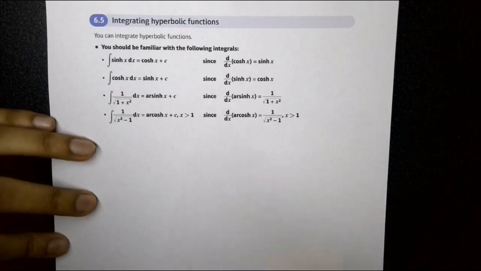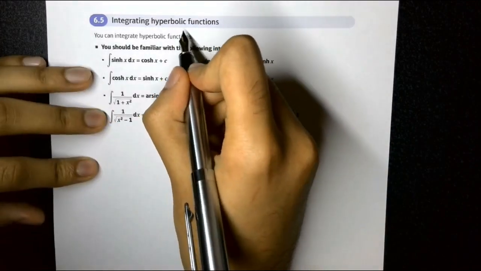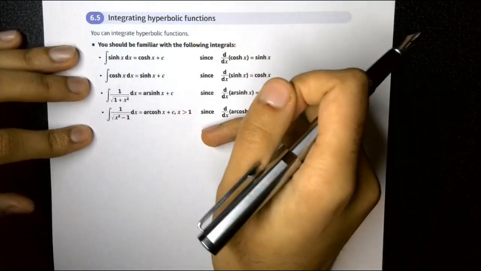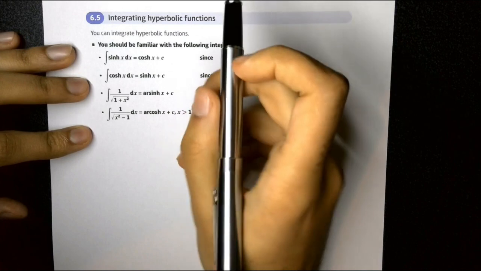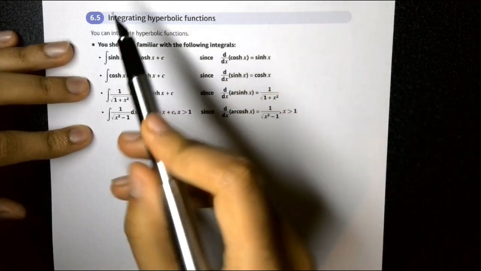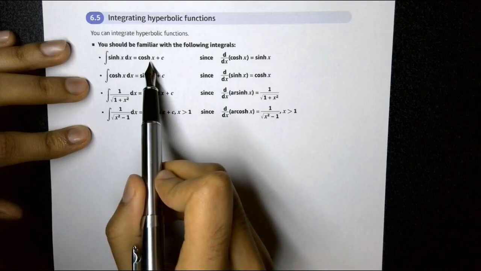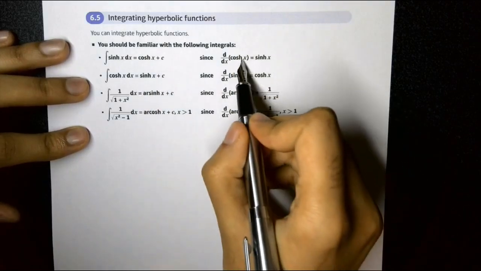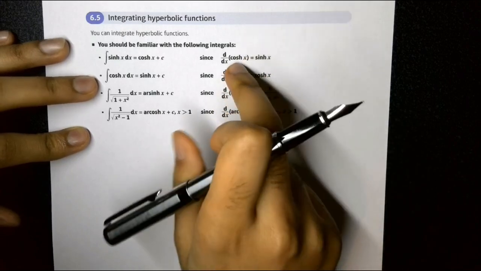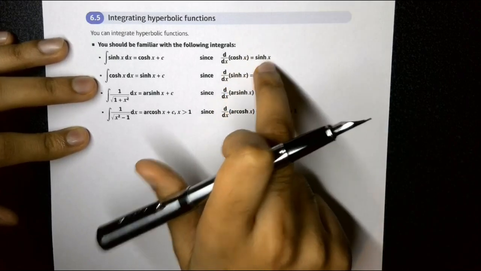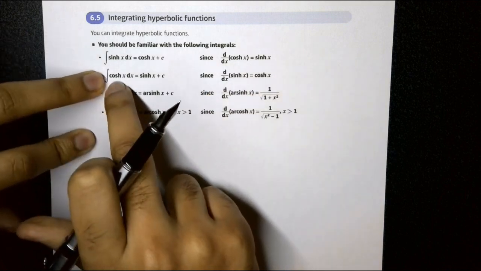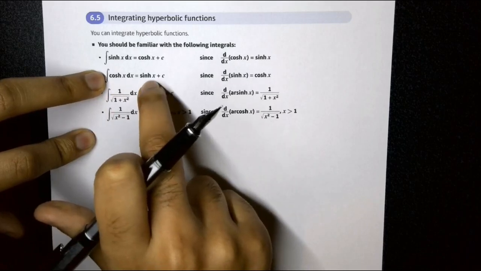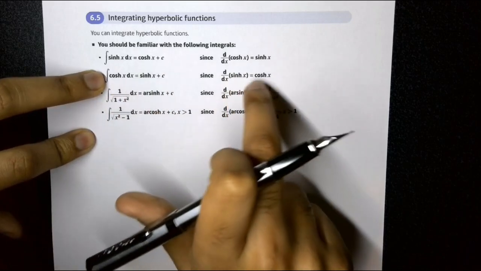6.5 Integrating hyperbolic functions. Now you can integrate hyperbolic functions and you should be familiar with these results shown here. The integral of hyperbolic sine x is equal to hyperbolic cos x plus c, and that's because differentiating hyperbolic cos we get sine. Integrating hyperbolic cos x we get hyperbolic sine x, and that's because if we differentiate hyperbolic sine x we get hyperbolic cos x.